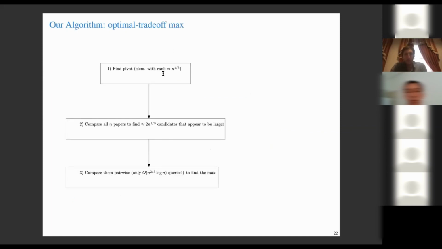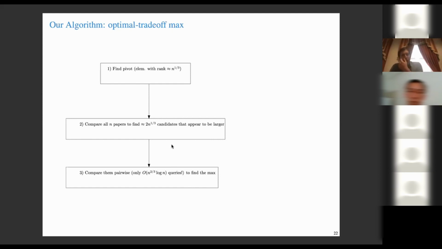Okay. Our algorithm has 3 parts. In the first part, we're just going to find a pivot element that has a really small rank. The rank is n to the 1/3. That means that there are only n to the 1/3 papers that are better than this pivot element. And I'm going to tell you later how you can find it. Once you have this pivot element, you can take all of your papers and compare them to the pivot element. You have to be a bit smart how you do it, but eventually you're going to be able to reduce the number of candidates, the number of papers you think are better than the pivot element, to some number in the same ballpark. Let's say 2 times n to the 1/3.